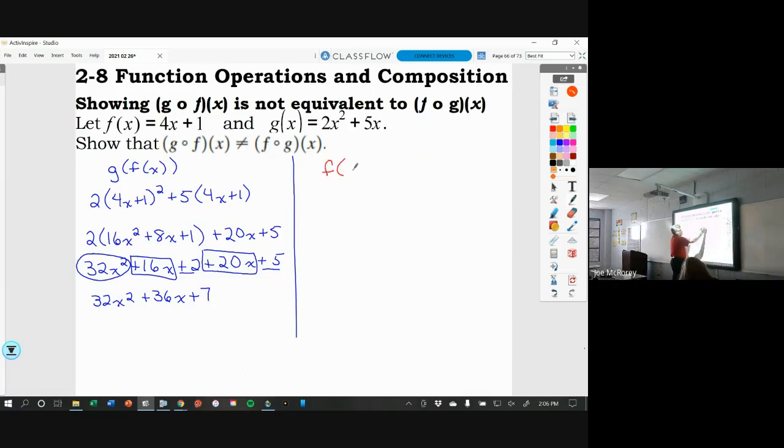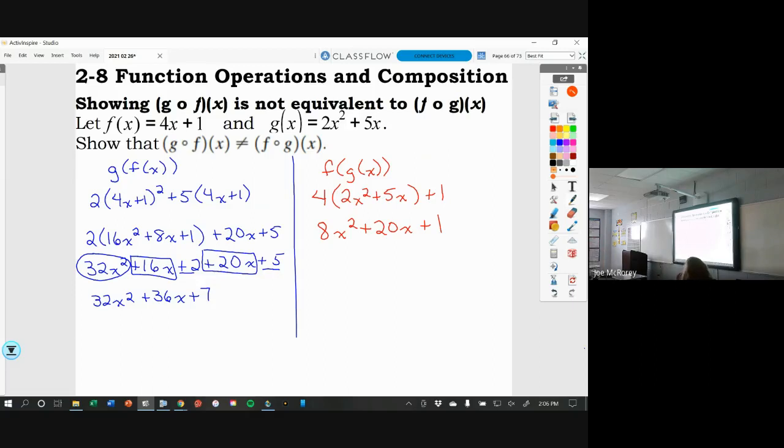What is f of g of x? Take the f function, anywhere there's an x, replace it with g of x. Distribute the 4. Can I do anything else with that? Oh, no. Are those the same? No. Clearly different. 32x squared plus 36x plus 7 is definitely different from 8x squared plus 20x plus 1.